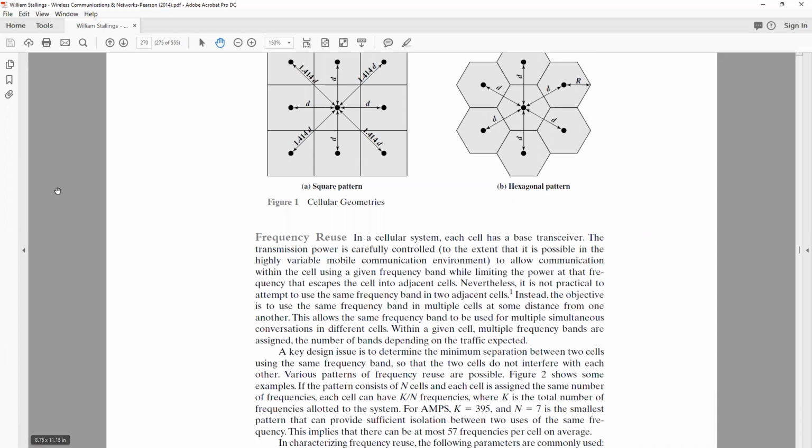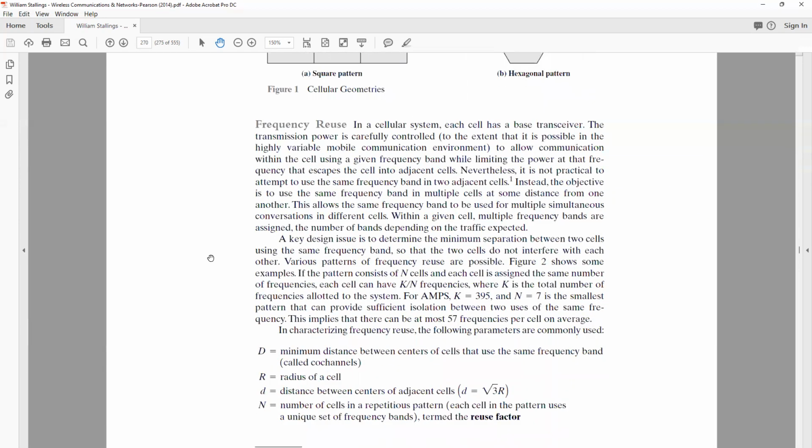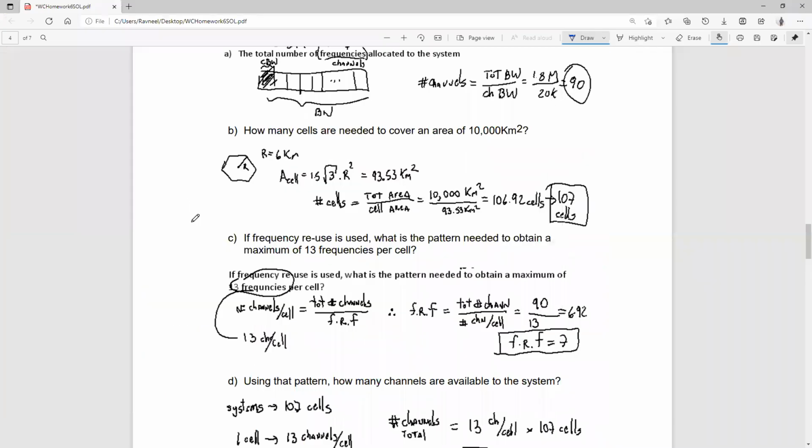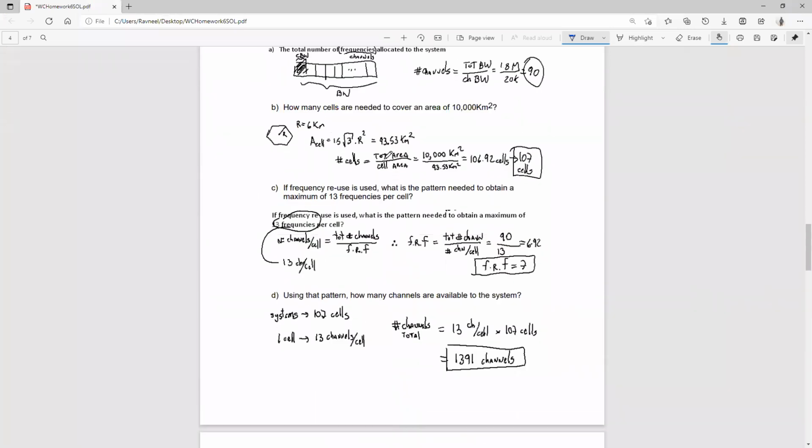Since we are running out of time, I won't be able to explain each and everything, but for this particular question, how many cell towers need to be there in that particular area? Sorry, this particular question asks how many channels are needed to cover this particular area. So basically you need 107 cells. So 107 cells is covering this particular area.